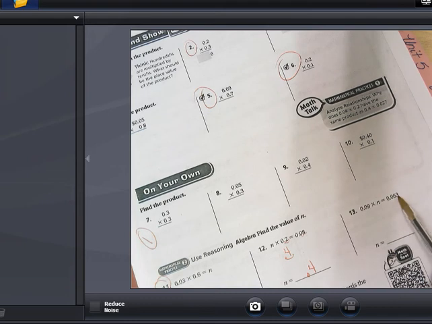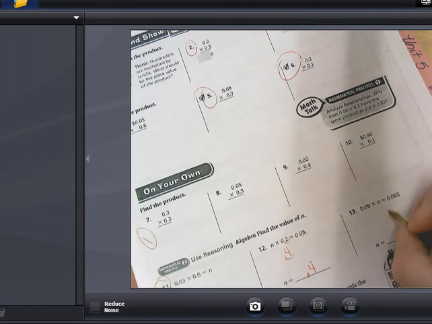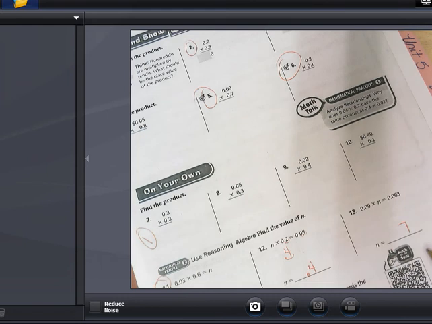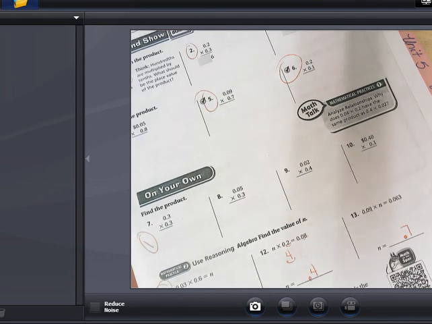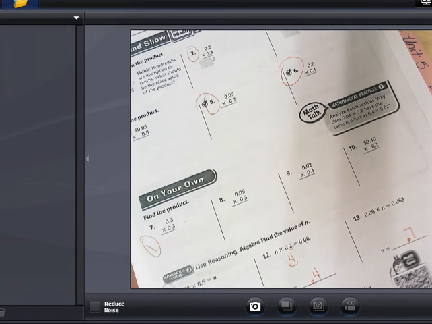9 times what gets me to 63? Well, 9 times 7 gets me to 63. But now I've got to look here. I have hundredths, but I've got to get to thousandths. So hundredths times what gets me to thousandths? Times 10. So this has to be in the tenths spot.